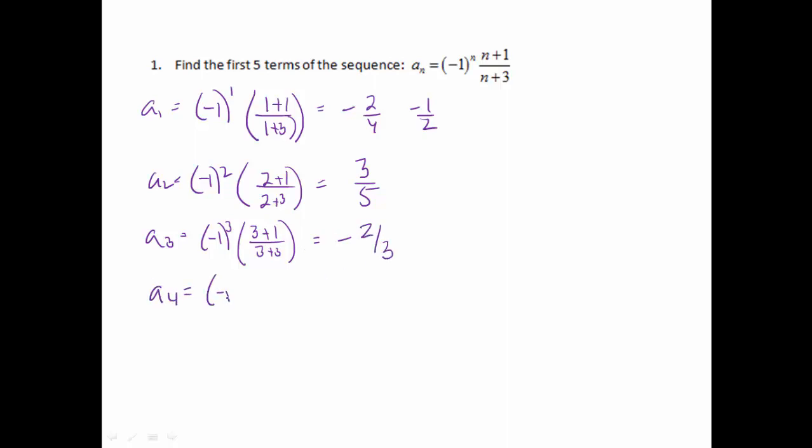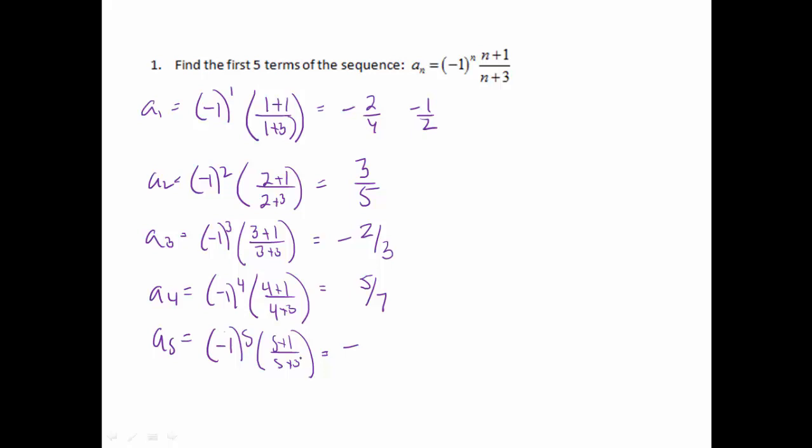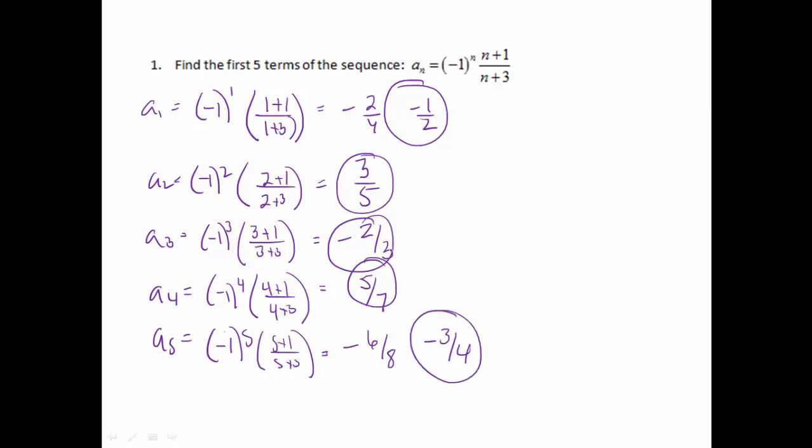And then the fourth term, we'll just plug in 4. So 4 plus 1 over 4 plus 3. Negative 1 to the fourth power is a positive answer, and then 4 plus 1 is 5 over 4 plus 3 is 7. And then a sub 5, we'll just plug in 5. And so negative 1 to the fifth will be a negative number. 5 plus 1 is 6 over 8, and that reduces to negative 3/4. So these would be my first 5 terms of the sequence.